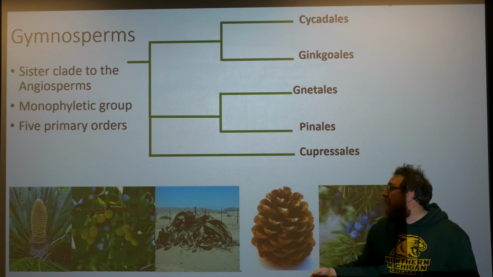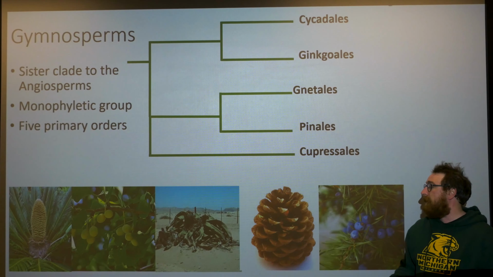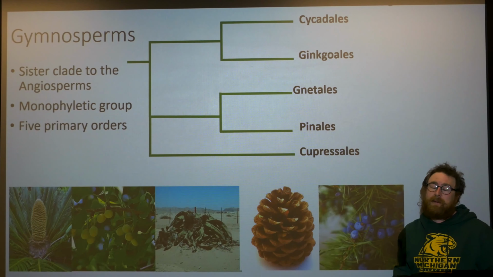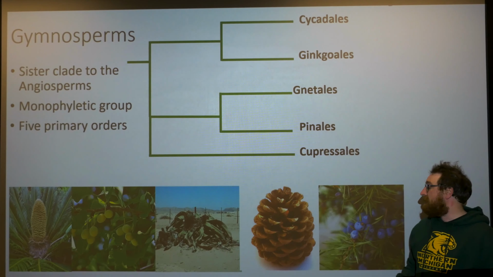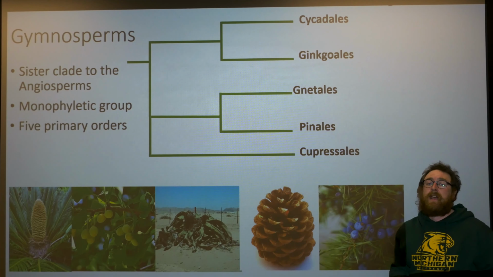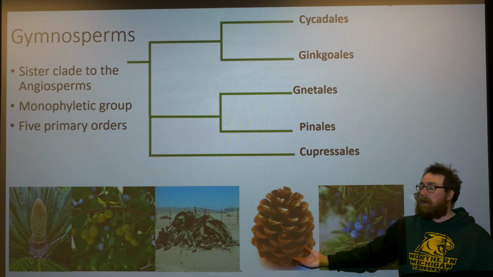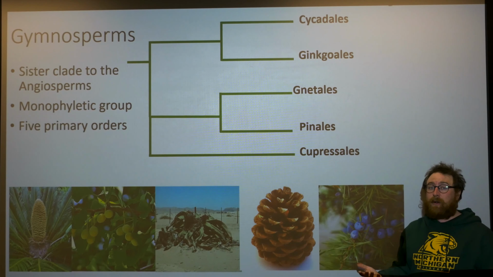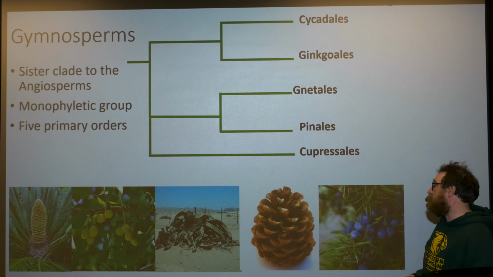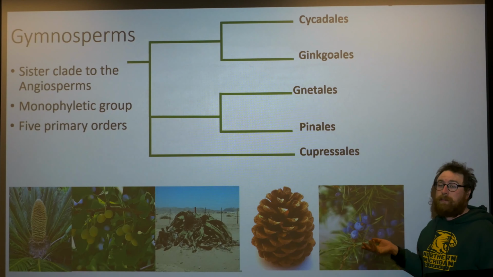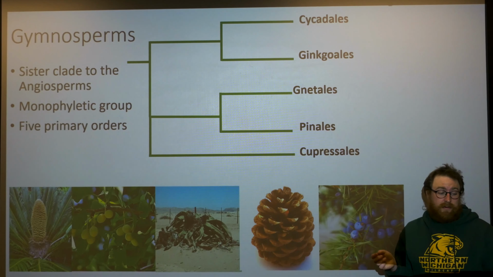We have the Gnetales, which includes a very strange group that is associated only with the Namib desert in Africa. And then our common Pinales, which includes the pine trees and things like spruces and firs as well, that grow these woody classic cones that we like to decorate our houses with. And then the Cupressales, which around here include our junipers, which get cones, but these cones are actually fleshy cones.